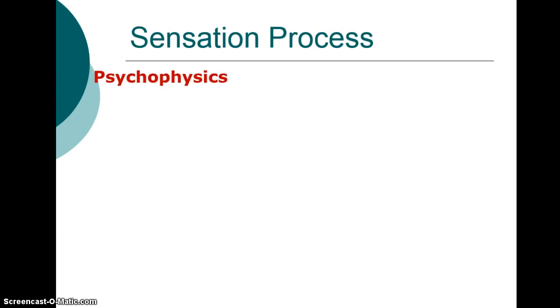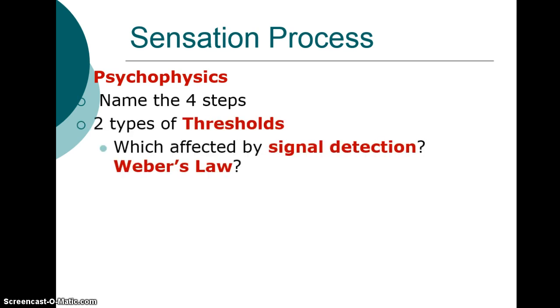Sensation process, starting with psychophysics, where we try to measure this entire process, these very small parts. Remember, there are 4 steps. We've got to cross the threshold, go to the receptor cells where transduction takes place and takes it to the brain. There are 2 types of thresholds, absolute and difference. The one affected by the signal detection theory, as I just mentioned, is the absolute threshold. The one for difference threshold is Weber's law, or Weber's law for pronouncing it like they would in Germany.